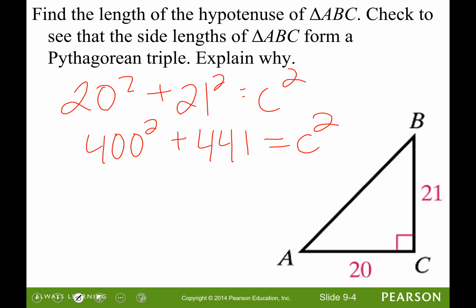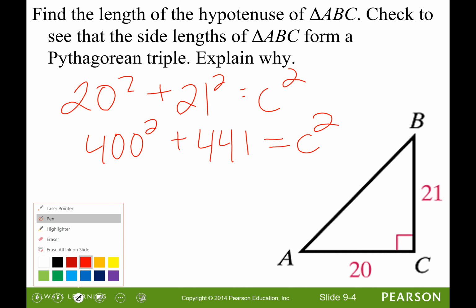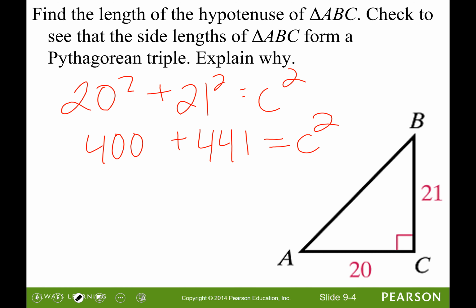I need to erase the squared on the 400. Once I squared that, 20 squared is equivalent to 400, not 400 squared. Now we'll do the sum. That is 841 is equal to c squared. Now we'll take the square root of each side of the equal sign. We're only going to use the positive root because we are talking about side lengths. So using my calculator, because I don't have it memorized, the square root of 841 is 29.